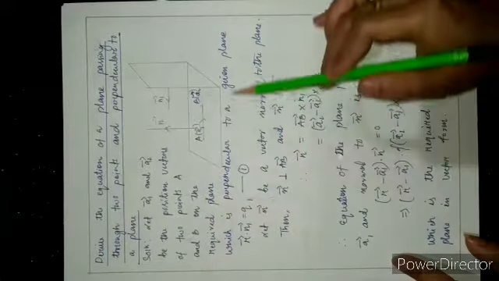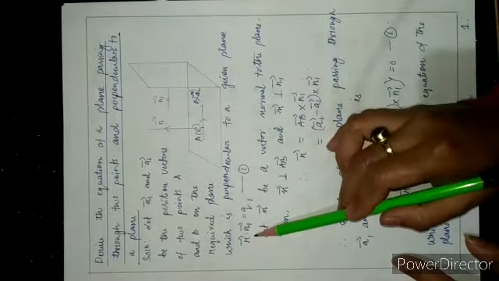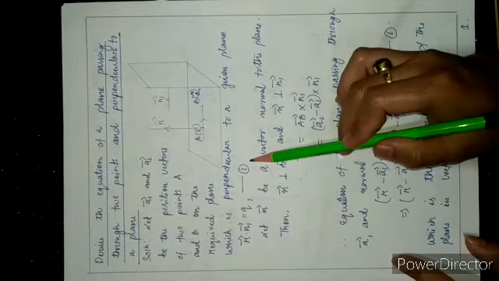the required plane, which is perpendicular to a given plane, and the equation of the given plane is r vector dot n1 vector is equal to q1. Equation number 1.